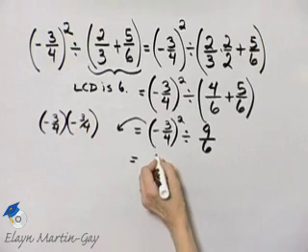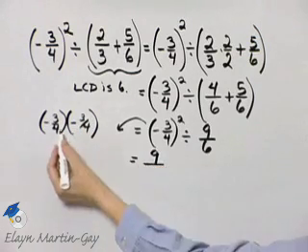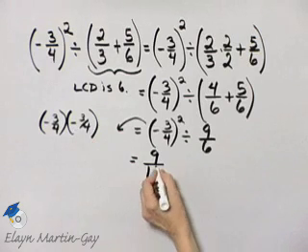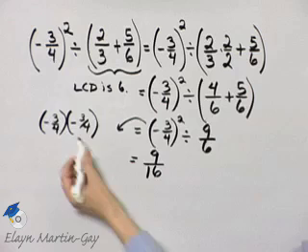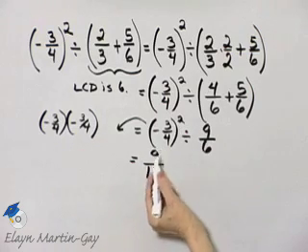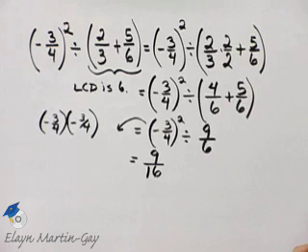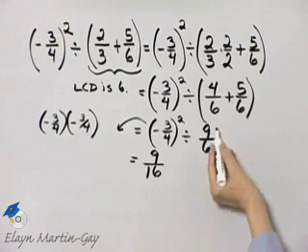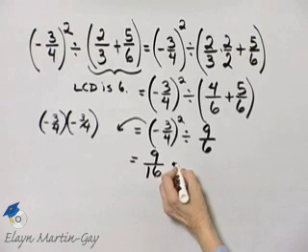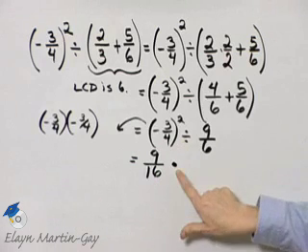3 times 3 is 9. That's how we multiply fractions. Denominator times denominator is 16. So 3 times 3 is 9, 4 times 4 is 16. This fraction squared is 9/16. If you'd like, simplify this fraction now. If you prefer not to, go ahead and multiply.